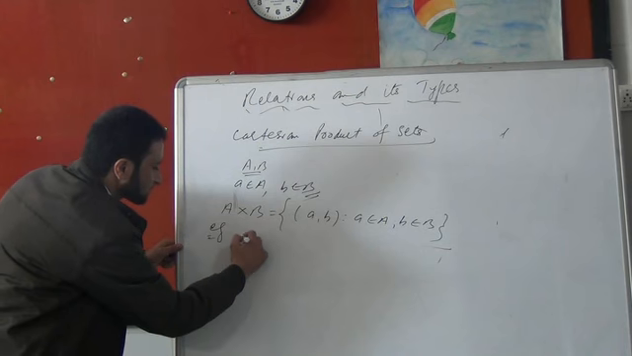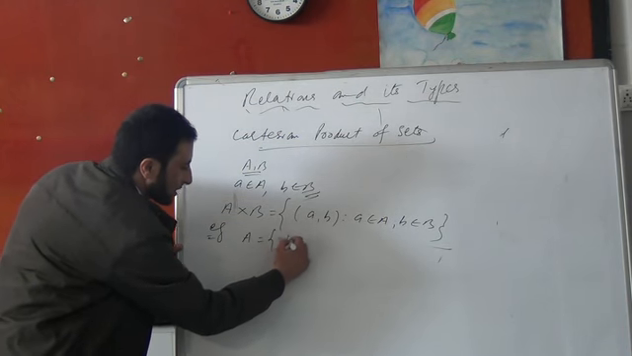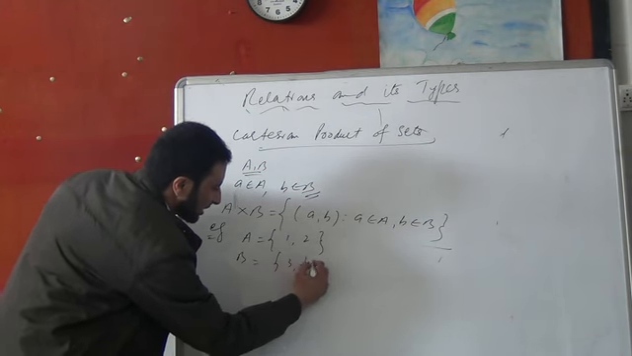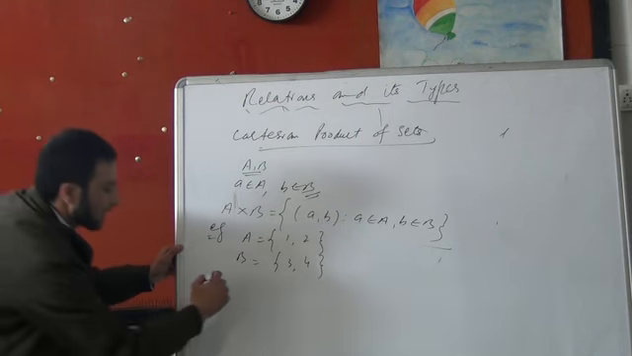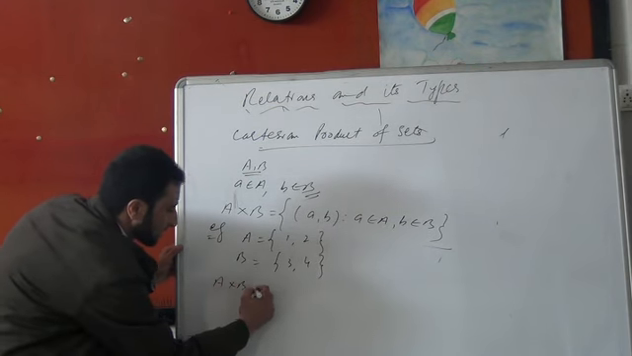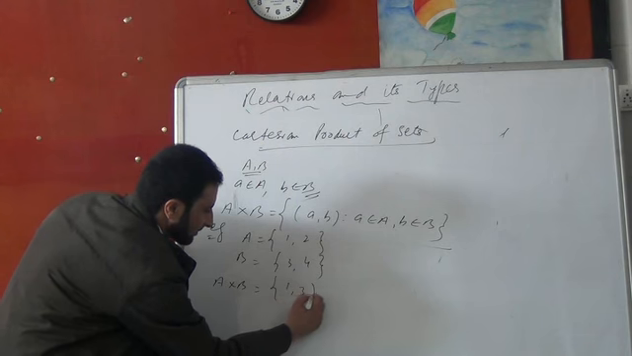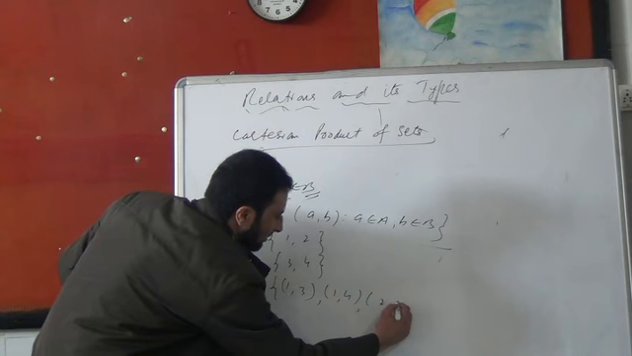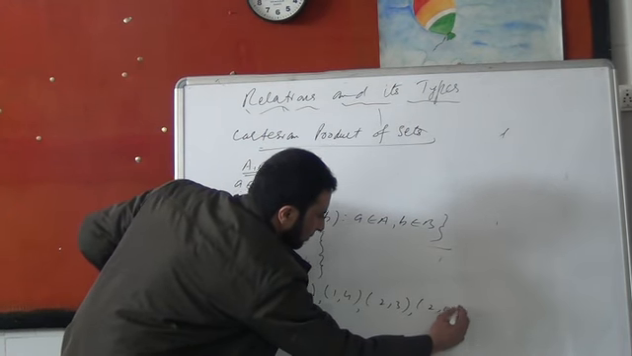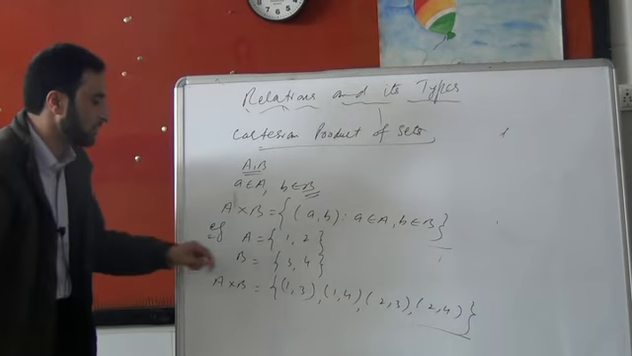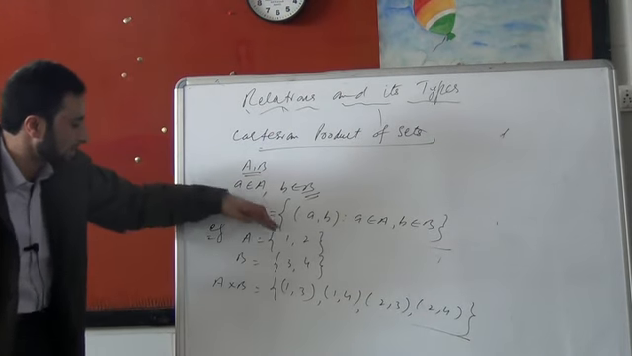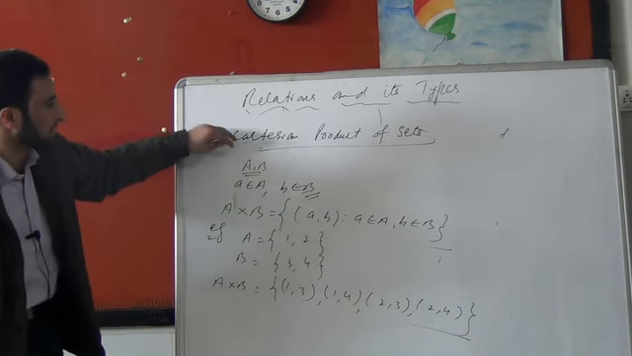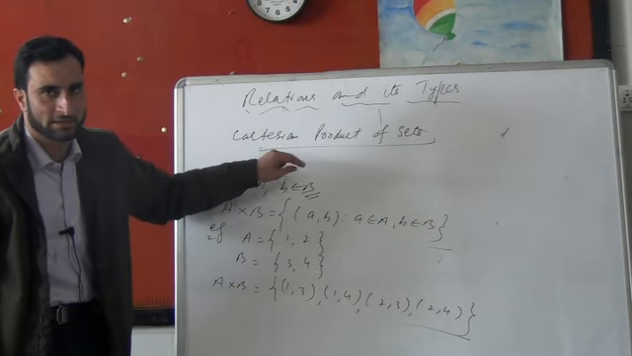For example, if we have set A = {1, 2} and set B = {3, 4}, then clearly A cross B will be equal to {(1, 3), (1, 4), (2, 3), (2, 4)}. So this set of all those ordered pairs between the elements of set A and the elements of set B will be called the Cartesian product of the two sets A and B.